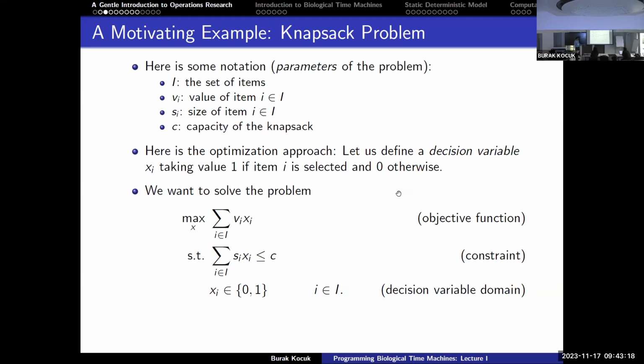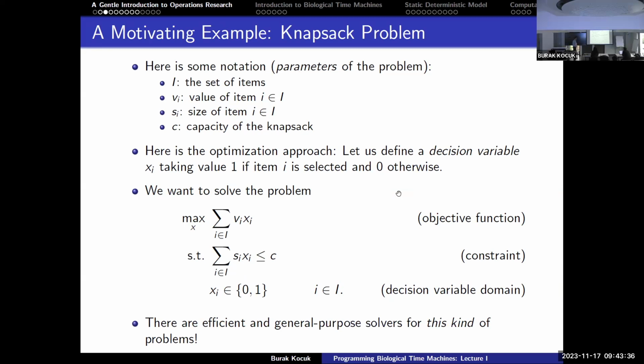And finally, in some problems you have to specify the domain of the decision variable. In this case, the variables are binary, so I'm calling them xi in {0,1}. The values should come from this set {0,1}.